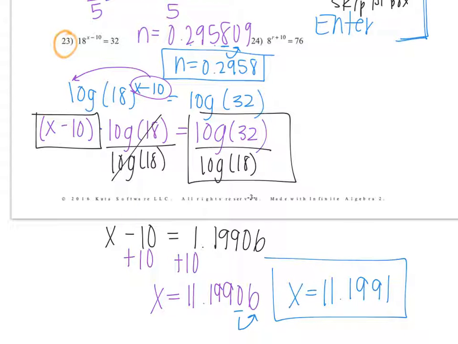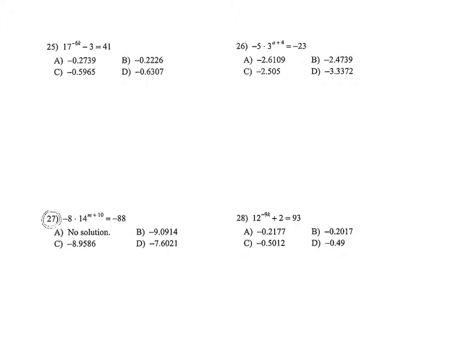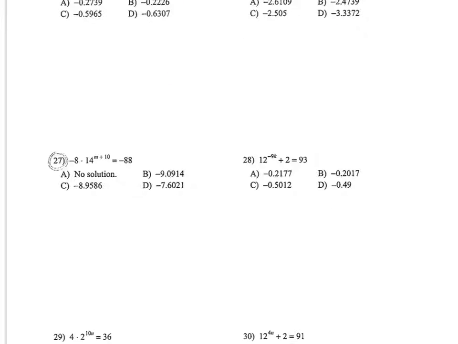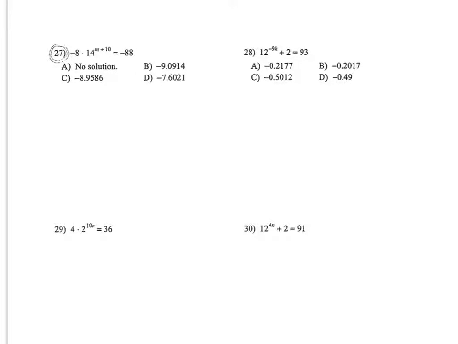If you want another problem just like this, try number 24. Otherwise, flip it over. We'll see one more type of example of this type of problem, and then you'll try your assessment. Number 27, it's hard to see on my video, but it is circled. We have a negative 8 times 14 raised to the m plus 10 equals negative 88.